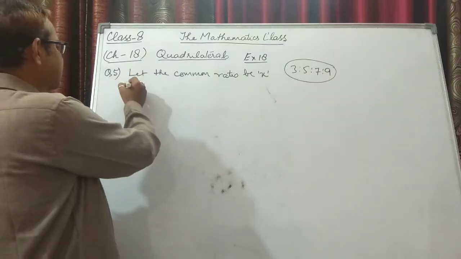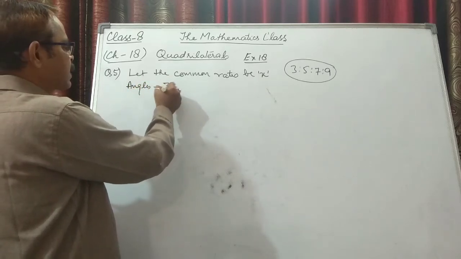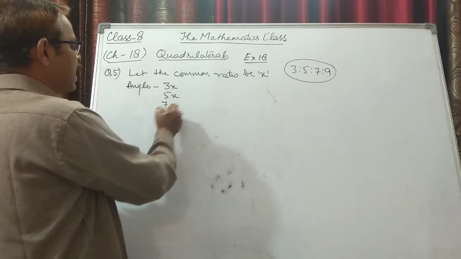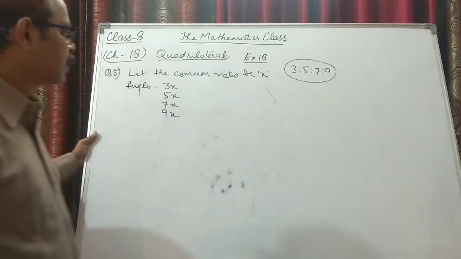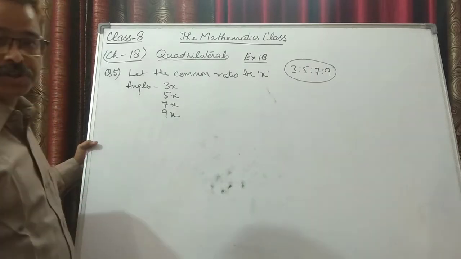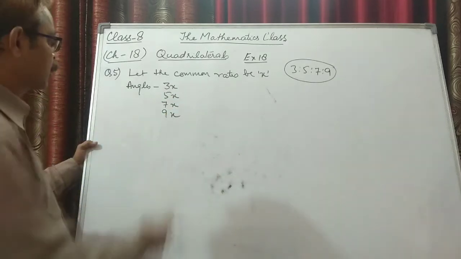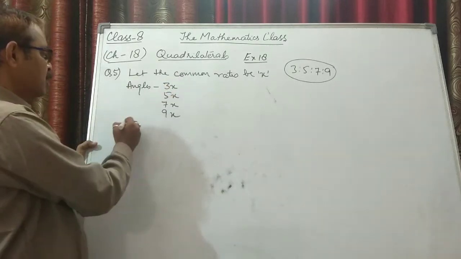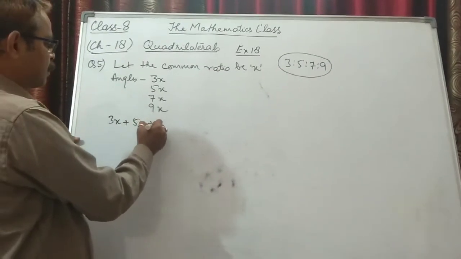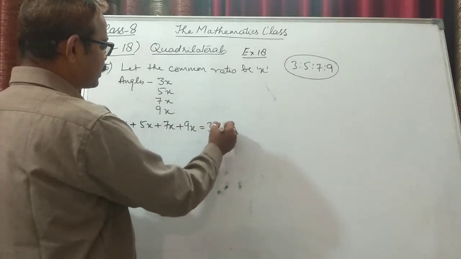Now if that fixed number is x, then the angles will be in multiples: the first angle will be 3x, second 5x, third 7x and fourth 9x. We know that the sum of all the interior angles of a quadrilateral is equal to 360 degrees. So we will add all these and equate them to 360, because these are the angles of a quadrilateral. So 3x plus 5x plus 7x plus 9x is equal to 360.